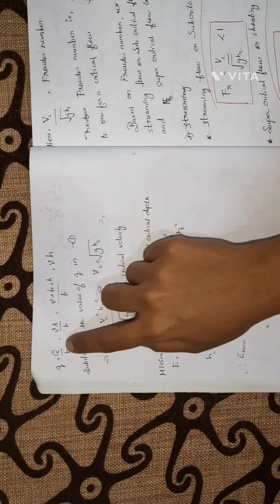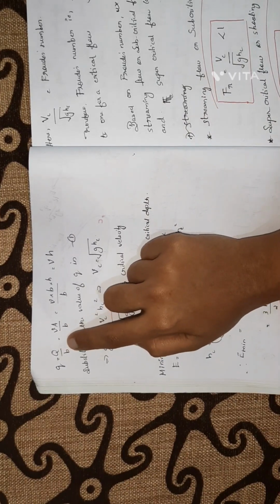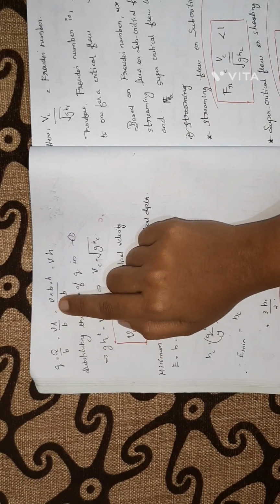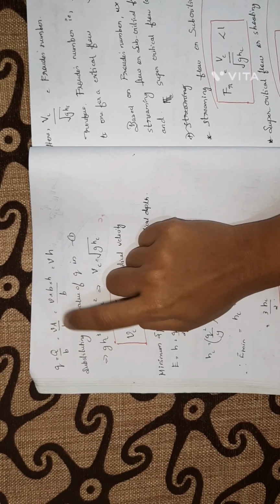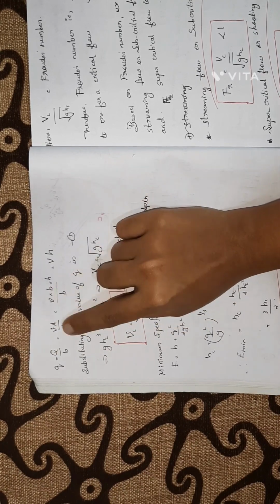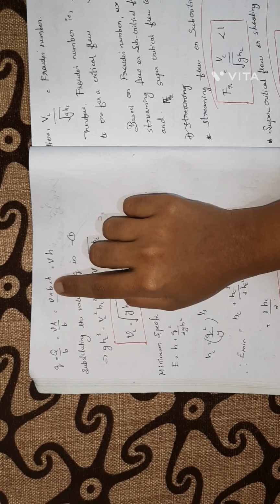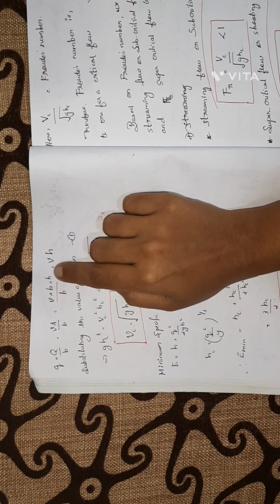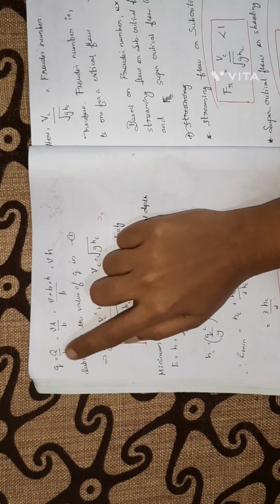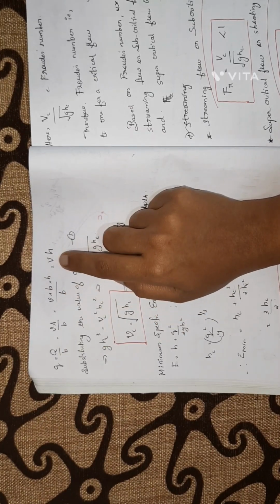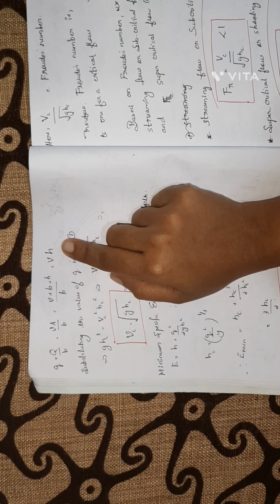And we know small q is equal to capital Q by B. And what is capital Q? Q is equal to AV, right? So VA by B. And A is what? Depth into width, that is B into H, divided by B. So this B and B get cancelled off. We'll get small q in terms of mean velocity and depth of flow, that is q is equal to VH.